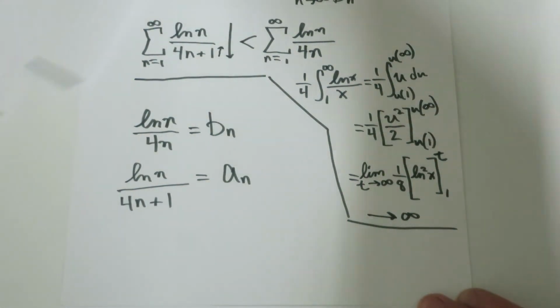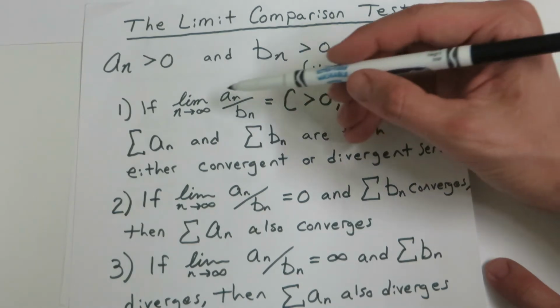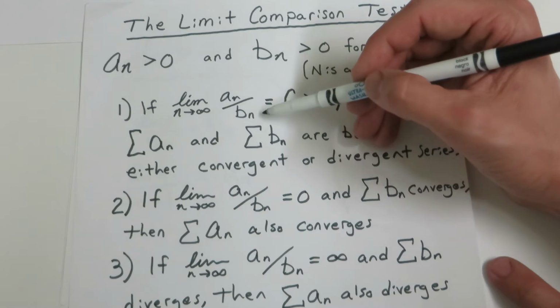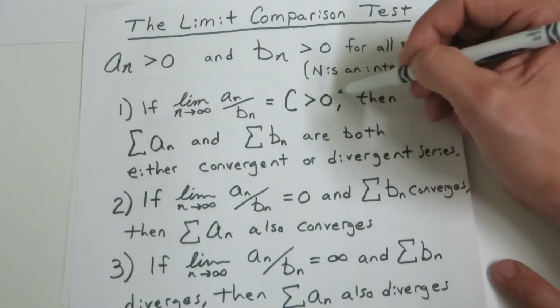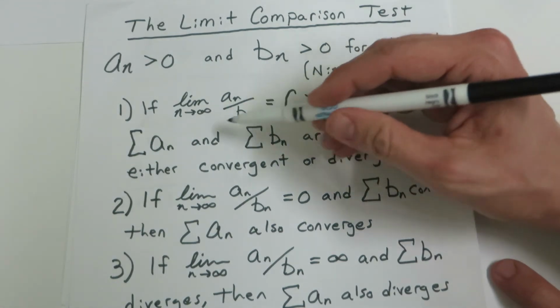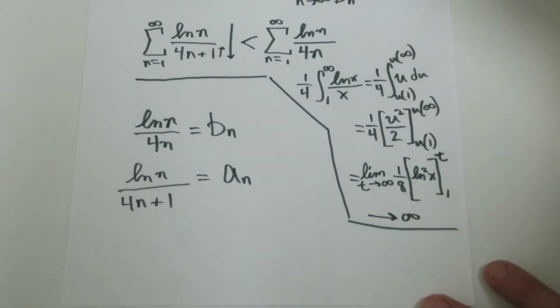So our comparison test tells us that we need to set it up this way. We have the limit as n approaches infinity of our a sub n over b sub n. And if this equals some constant, doesn't matter if it's 1 or whatever, as long as it's greater than 0, then both the series are going to be either convergent or divergent. Let's do that.